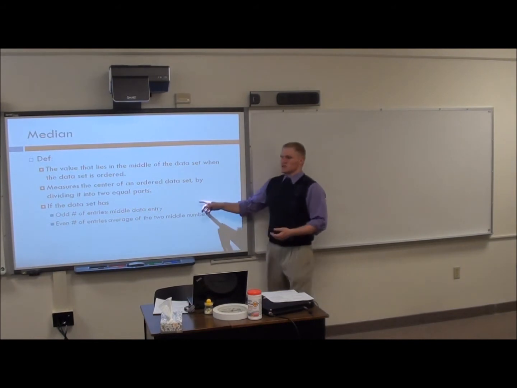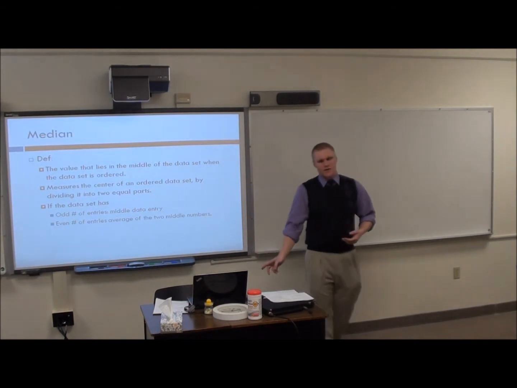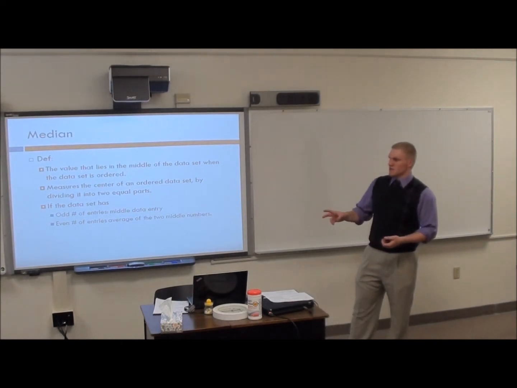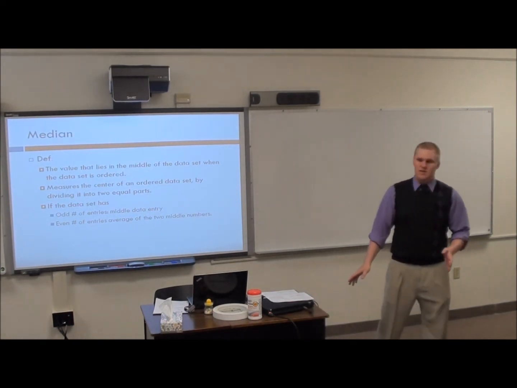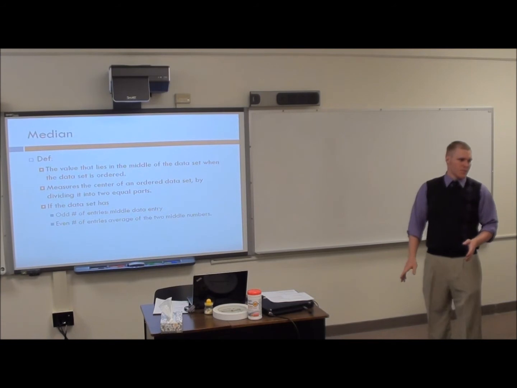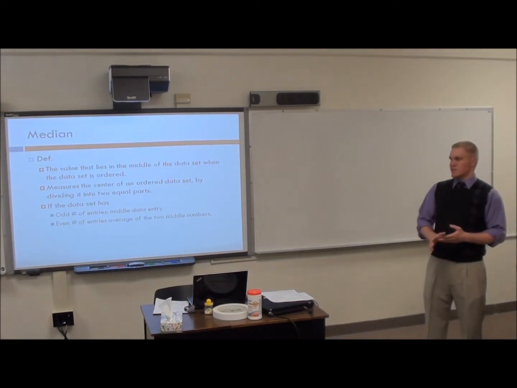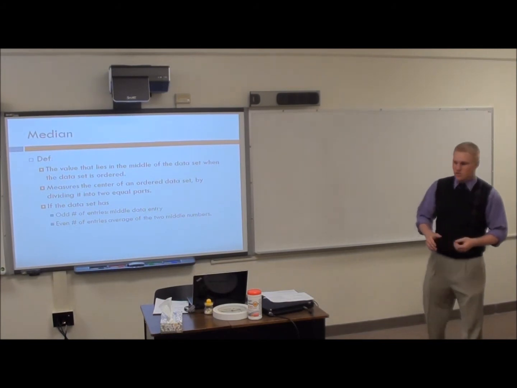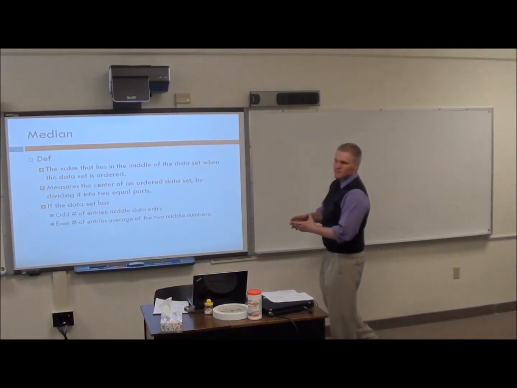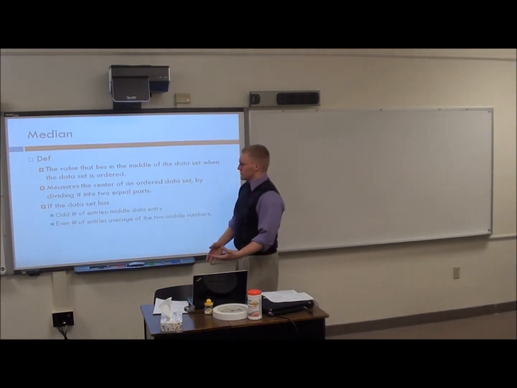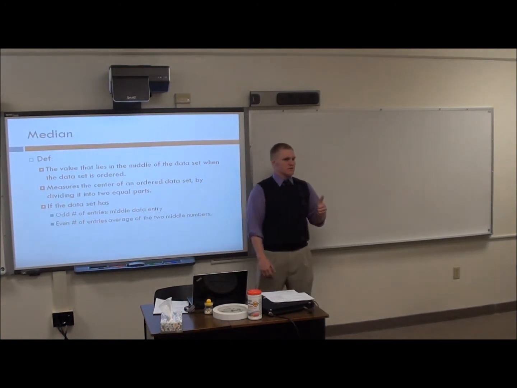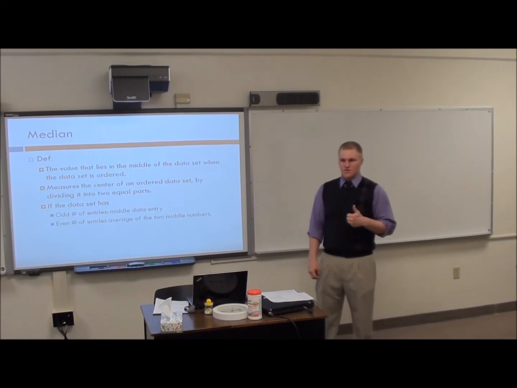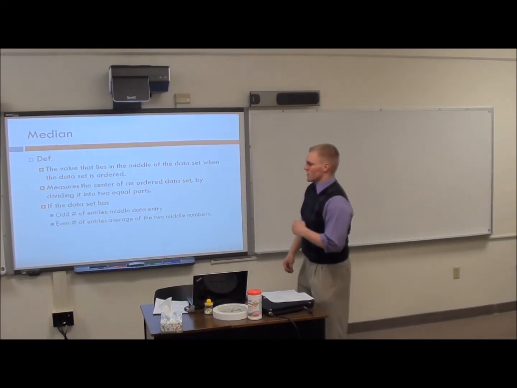Now, these 2 points right here are important. If the data set has an odd number of entries, it's always going to be the middle data entry. But if it has an even number of entries, we need to take the average of the 2 middle ones. So in this case, we're going to add them together and divide by 2. Is everybody okay there? Give me a thumbs up if you're good. All right, great. And then when we're done writing, we can move forward.